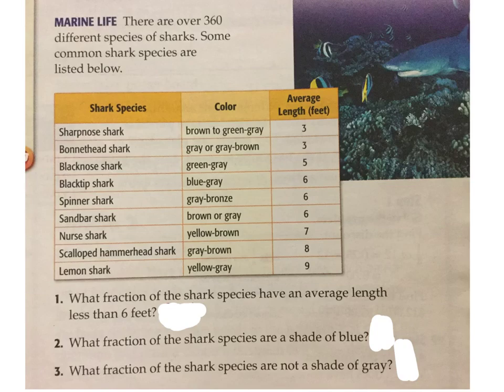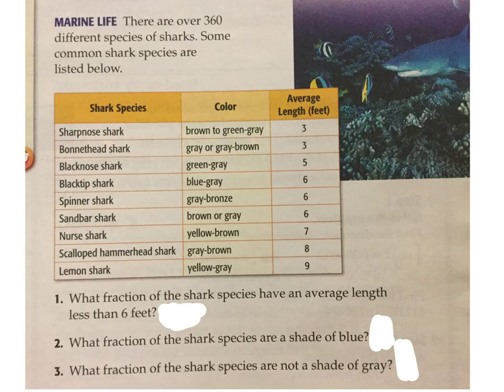Okay, so right here is our first example. It says marine life. There are over 360 different species of sharks. Some common shark species are listed below. So we see that chart with the different kinds of sharks. Then it tells the colors of those sharks, and then their average length in feet. Okay, the first problem says, what fraction of the shark species have an average length less than 6 feet?